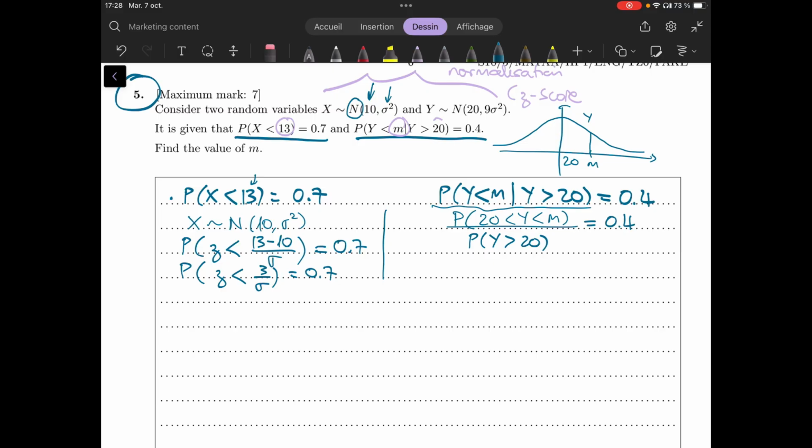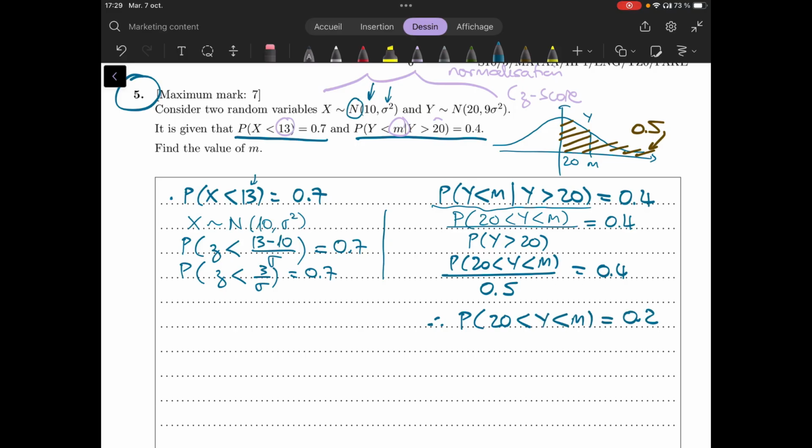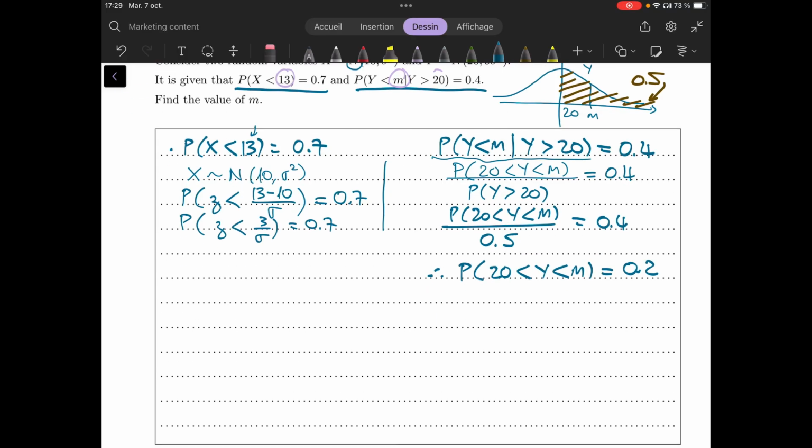The probability that y is greater than 20 is 0.5. Thus, P that y is between 20 and m is 0.2. We also know that the probability that y is less than 20 is 0.5. Thus, the probability that y is less than m is 0.7. So this part here is 0.7.